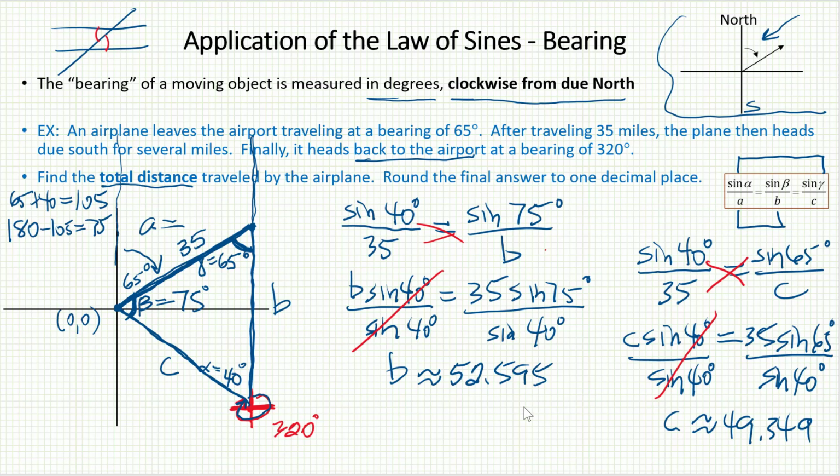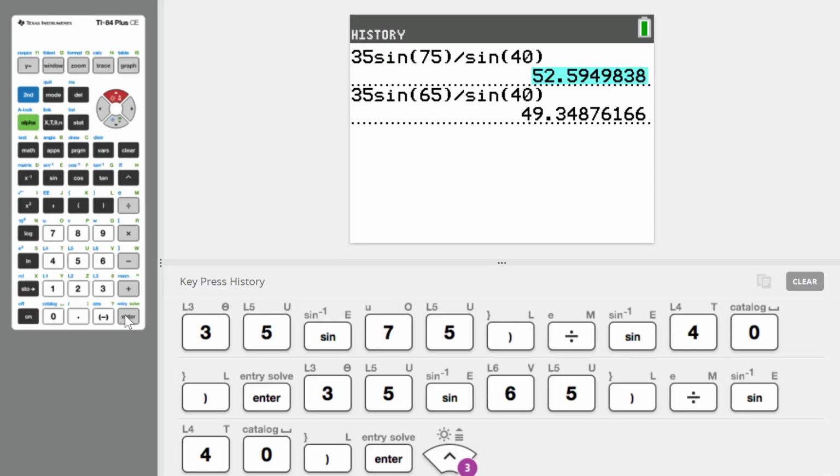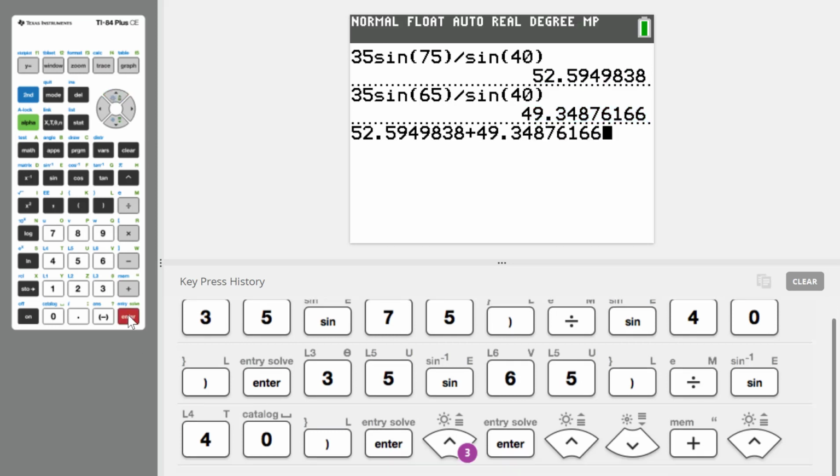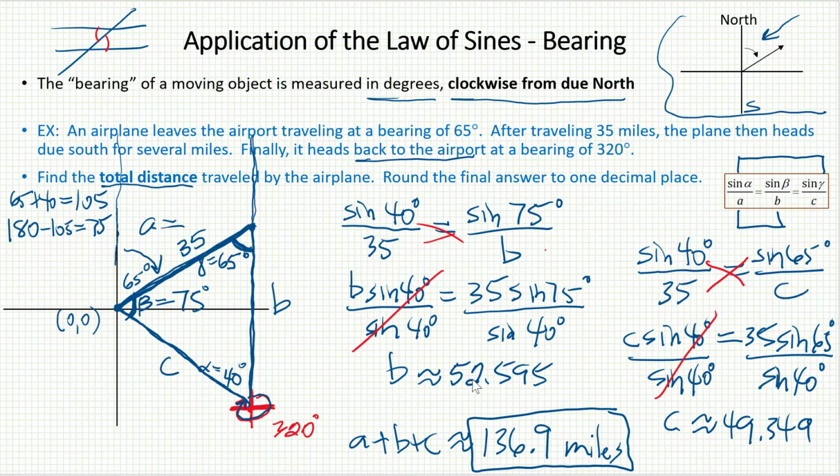All I have to do now to get the answer is add up A, B, and C. So I've got the 52 answer plus the 49 answer plus 35. And we wanted to round to one decimal place, so it looks like 136.9. And so the total distance traveled by the plane is 136.9 miles.